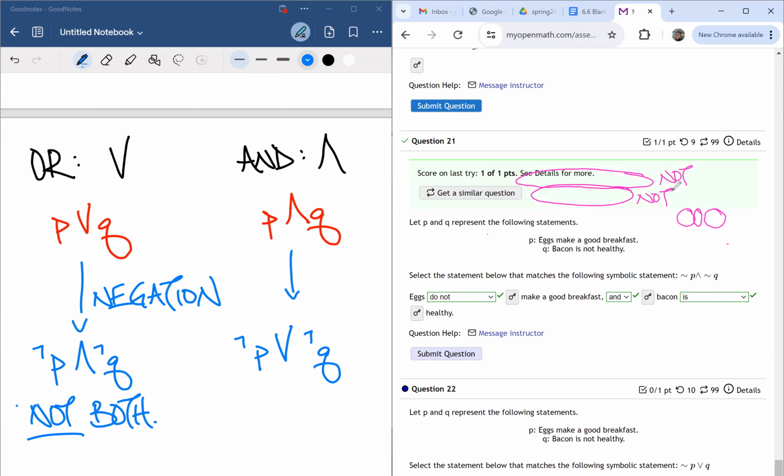Okay, so take it slowly, use the symbols, think about what makes something not true. That symbol comes up a lot. And think about your ands and your ors, and I think you'll be good from there. Let me know if you have any questions.